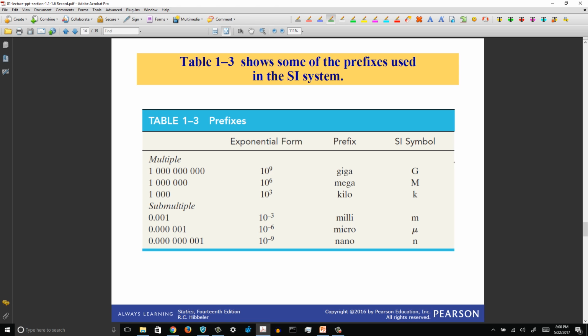Now, prefixes. When a numerical quantity is either very large or very small, the units used to define its size may be modified by using a prefix. Some of the prefixes used in the SI system are shown in this table here. Each represents a multiple or submultiple of a unit. And if applied properly, it moves the decimal point of a numerical quantity to every third place.